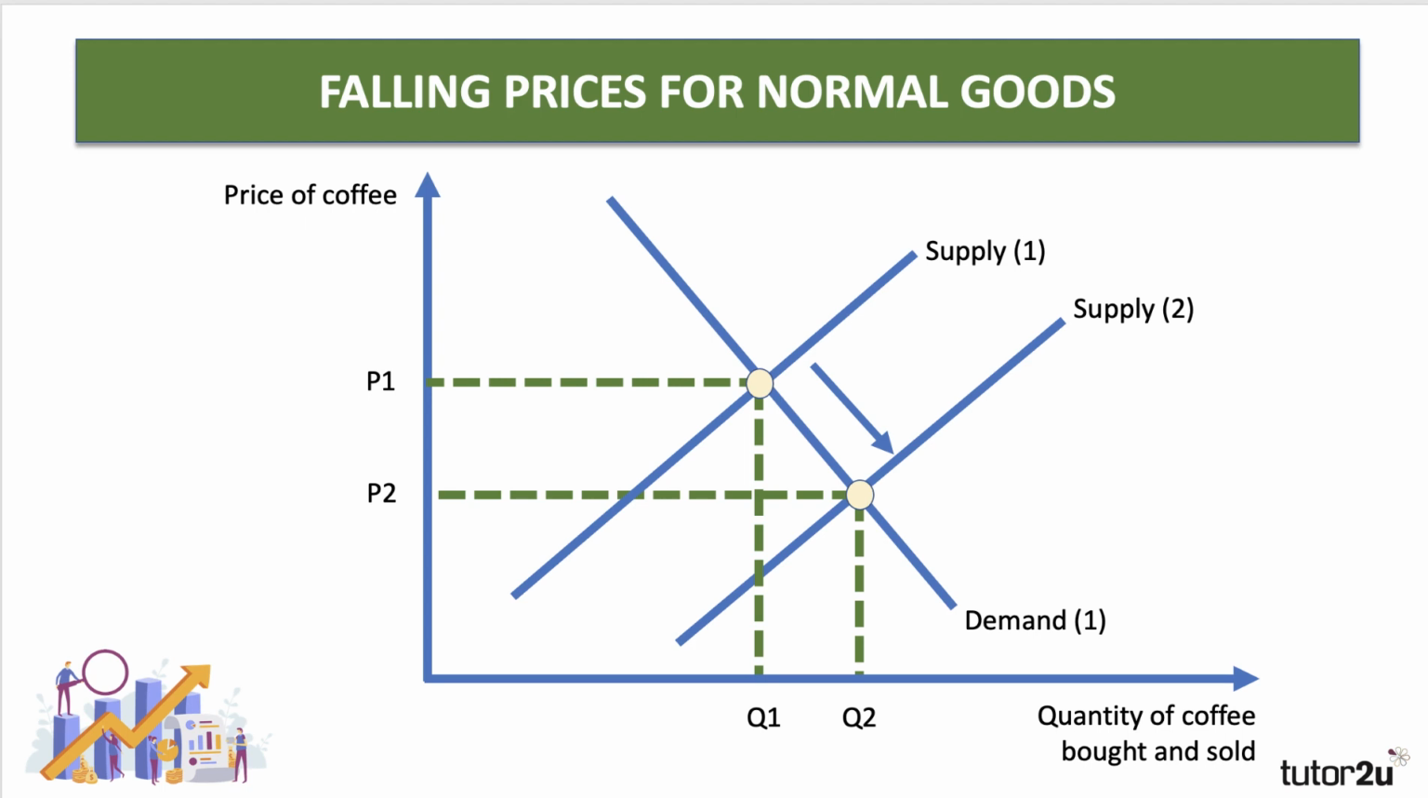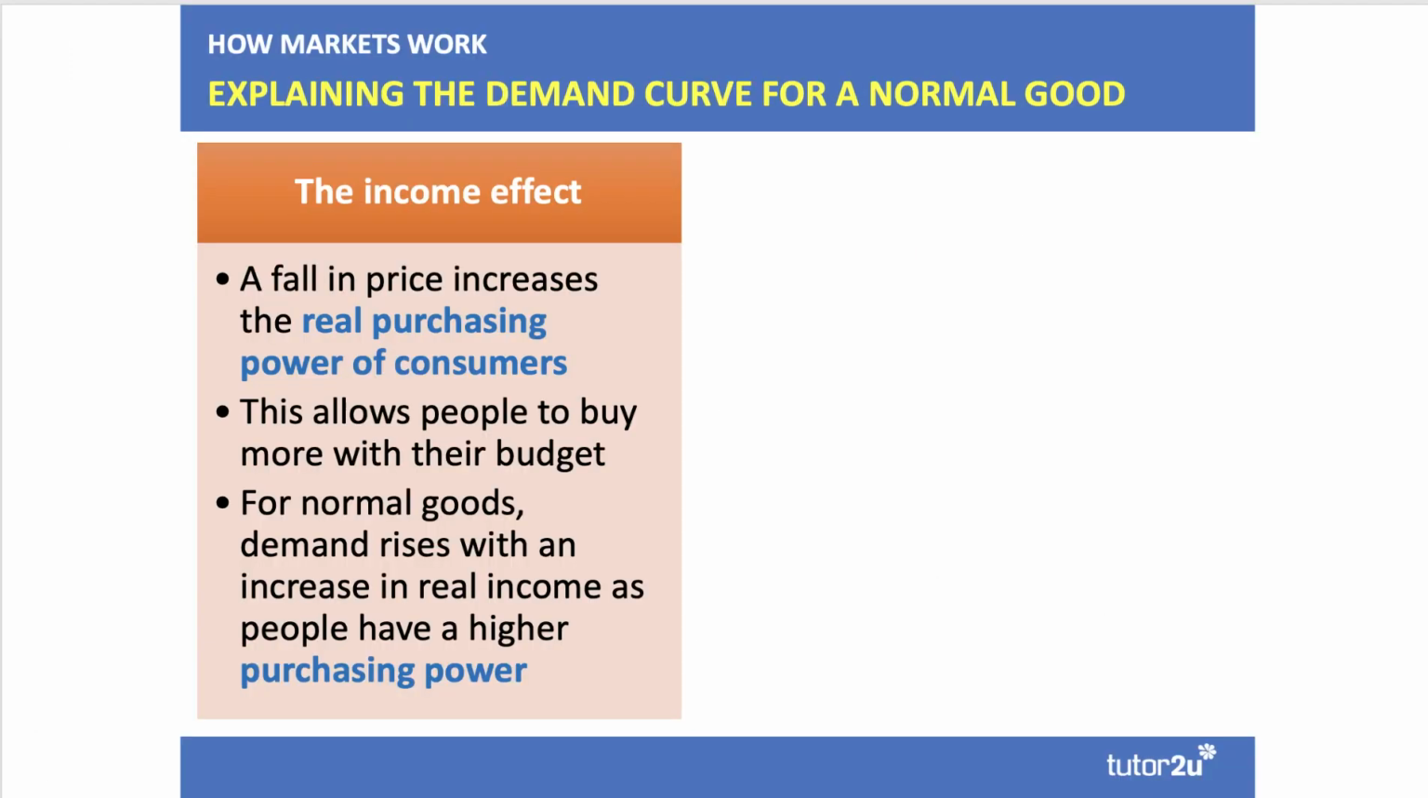Now, why is this? Well, we think about two main drivers of demand for normal goods. The first is what's called the income effect. You see, if coffee becomes cheaper, if there's a fall in price, that effectively increases the real purchasing power of consumers. It allows people to buy more goods and services with a given budget. And for normal goods, demand rises with an increase in real income as people have a higher purchasing power.